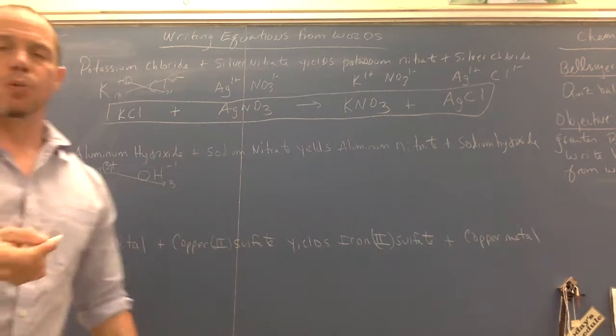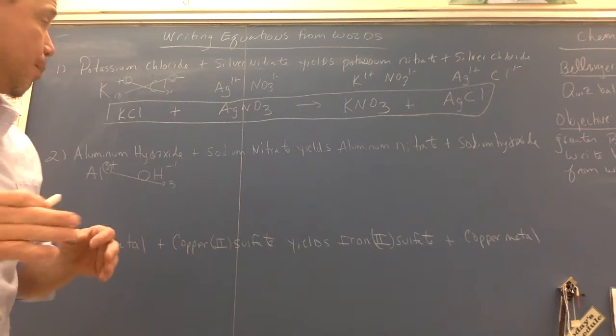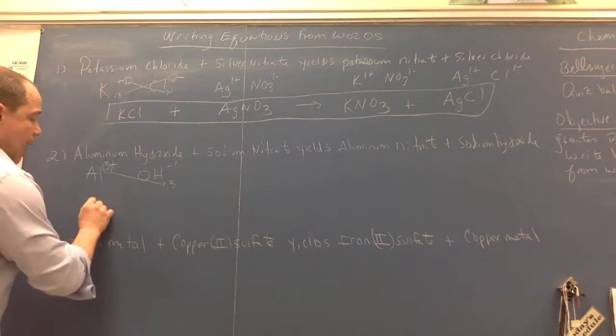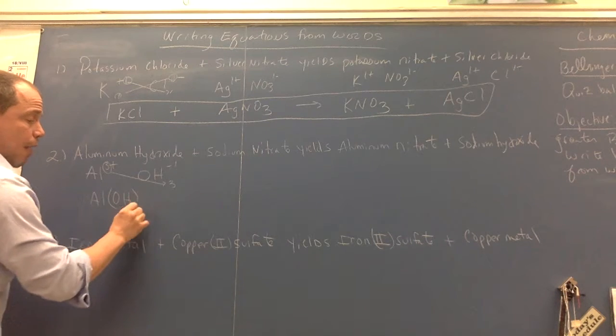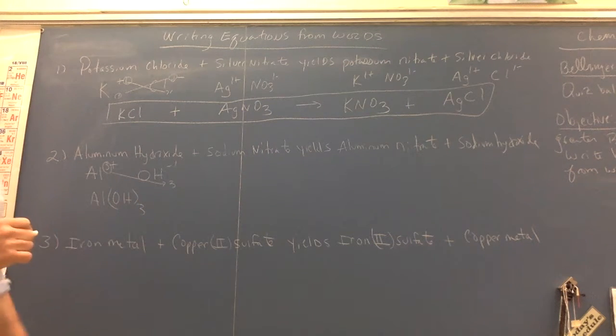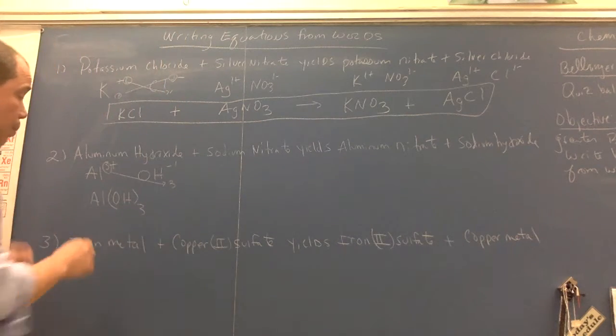Remember, we don't have to cross the 1 because just writing the symbol for that element tells us that there's 1 of that particular element. So here we have Al(OH)3, with parentheses around the OH to show that I have more than one polyatomic ion, so aluminum hydroxide.